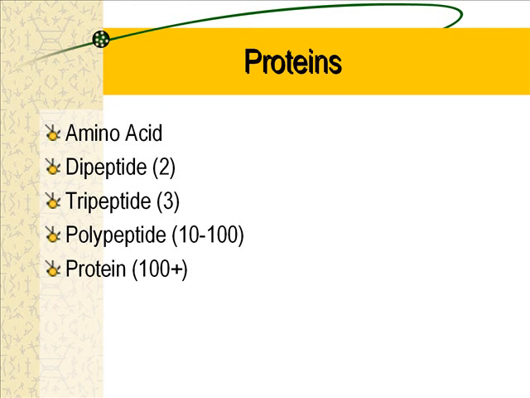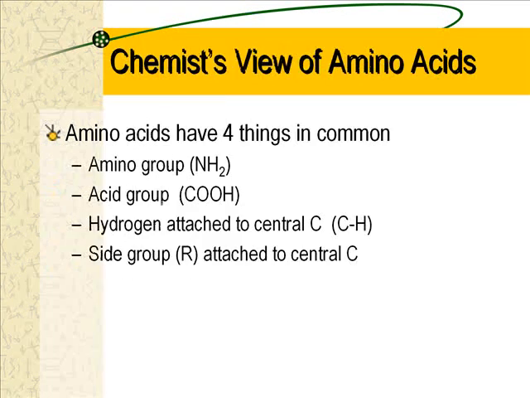Polypeptide, as the name would imply, is many amino acids bound together, which we usually define as somewhere between 10 and 100. When it's more than 100 amino acids bound together in a strand, that creates the name of a protein.